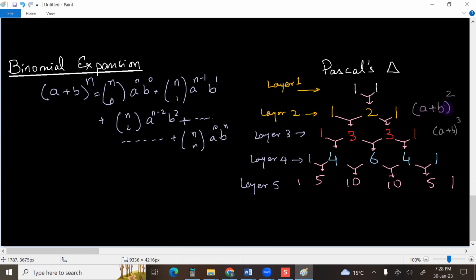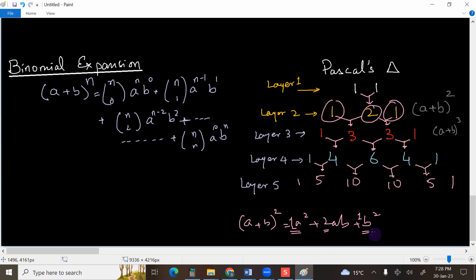You might have expanded (a + b) whole squared, and we all are quite familiar with this formula: a squared plus 2ab plus b squared. The coefficients of these terms are where Pascal's triangle comes very handy. Look at the coefficients: 1, 2, 1, and 1, 2, 1, right? So from Pascal's triangle, we are obtaining the coefficients. As far as binomial expansion is concerned, this is a general way of writing it.